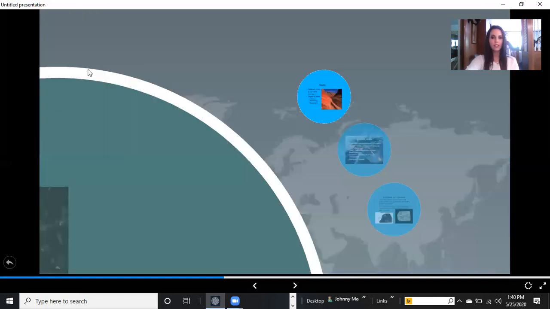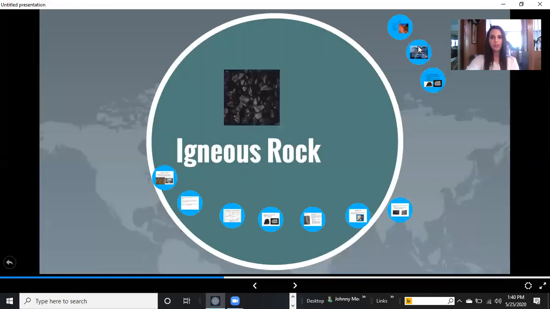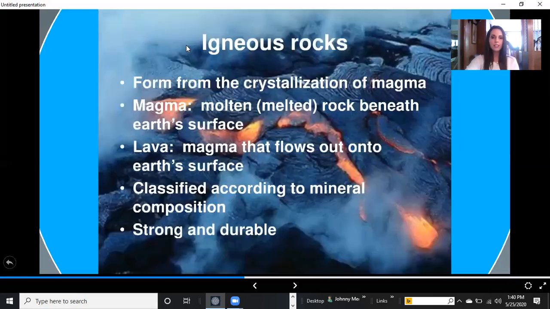So let's take a look at igneous first. So igneous rock. Igneous rocks form from the crystallization of magma. Magma, as we've talked about before, is the molten or melted rock beneath Earth's surface. Lava is magma that flows out onto Earth's surface. So once magma is out onto Earth's surface, we no longer call it magma, we call it lava.